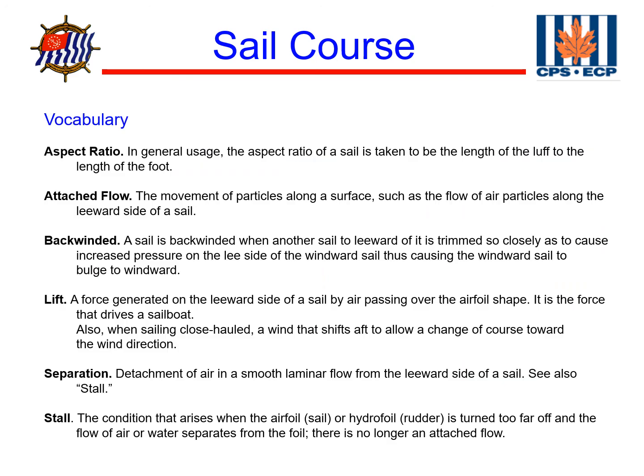Let's look over our vocabulary for this chapter. The aspect ratio is really just a ratio of the length of the height of the mast to the foot of the mast. Attached flow is what we're trying to achieve by having the wind flow smoothly along the surface on both sides of the sail. A backwind is when we over-trim the jib, and that causes the sail to distort the mainsail.